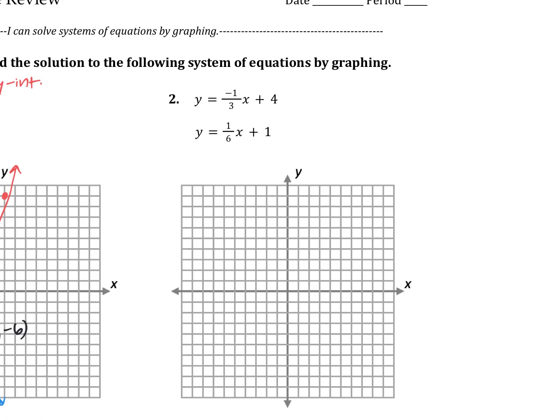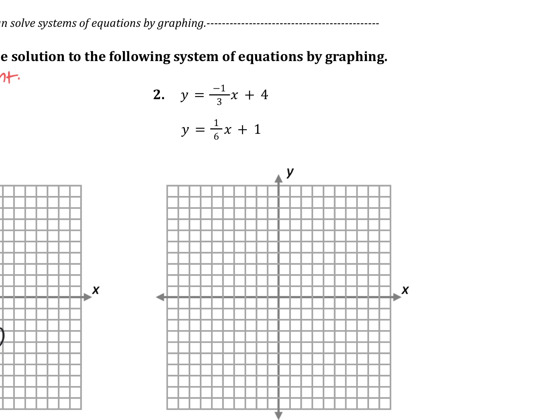Okay, looking at number 2. My first equation here is y equals negative 1/3 x plus 4. So my y-intercept is that plus 4, so I'm going to go up 4, plot a point, and then use that slope of negative 1/3 to go up 1, left 3, up 1, left 3. And then I'm going to continue it in the opposite direction, down 1, right 3, down 1, right 3, etc. So I got my line there.